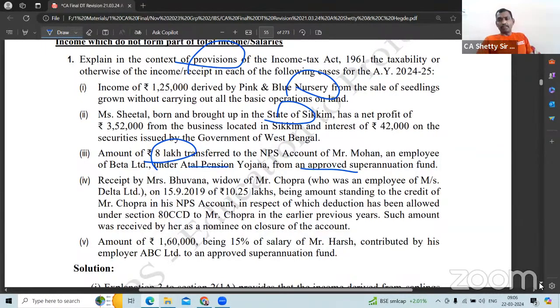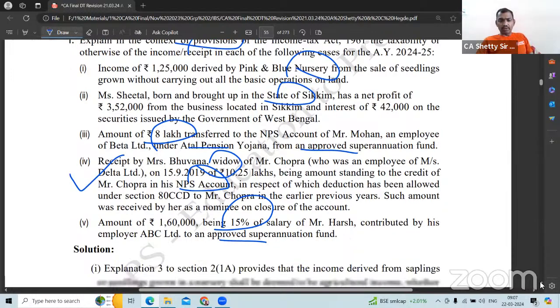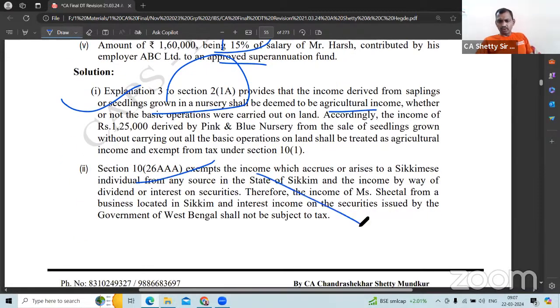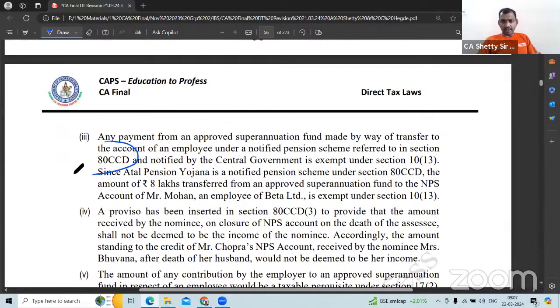For the NPS, you can also go for 80CCD. Then questions on taxation of NPS and 80CCD can be asked. Then 15% contributed by him to an approved superannuation fund is also eligible. Analytical question first: you have to write about 2(1A) with the definition of agricultural income as per Explanation 3; saplings and seedlings is not agricultural income. I told you, you don't have to study this because there is an amendment only in that year. Generally, study whatever amendment happened for your exam; others you don't have to study. Then 80CCD budget.